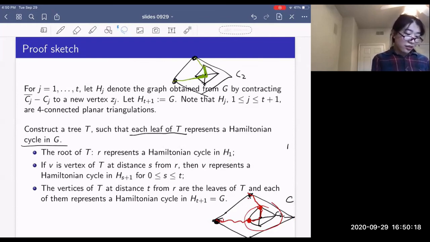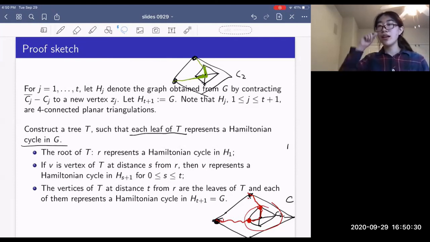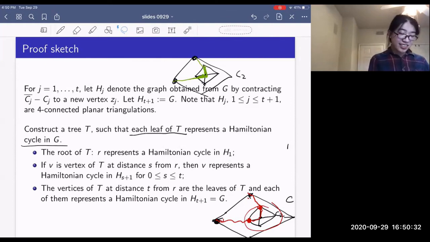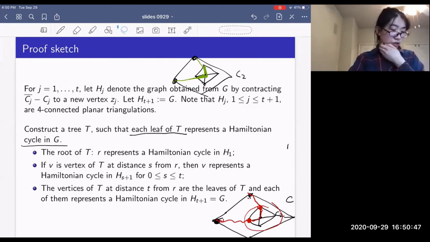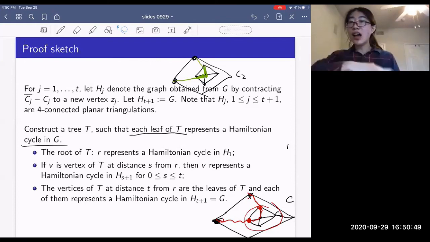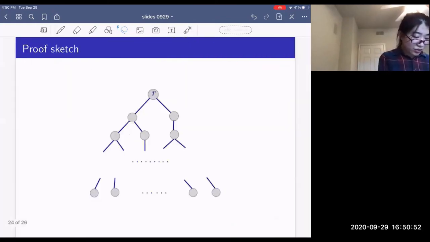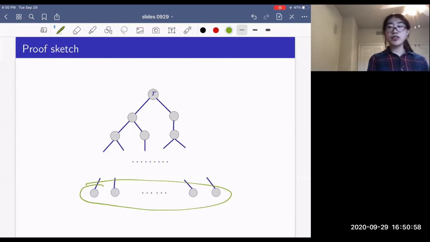Then if V is a vertex of T at distance S from R, then V represents a Hamiltonian cycle in HS plus 1. Because the last step HT plus 1 is the graph G, we know that the leaf of this tree represents a Hamiltonian cycle. So if we follow these steps, we get this tree. If we have a lot of leaves, then we are happy.